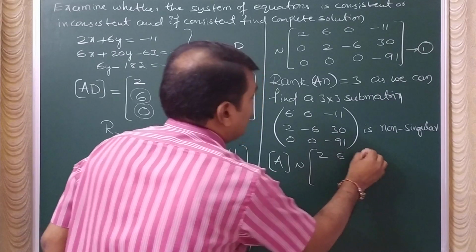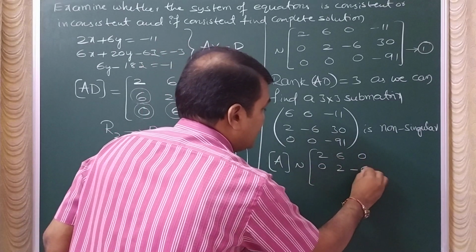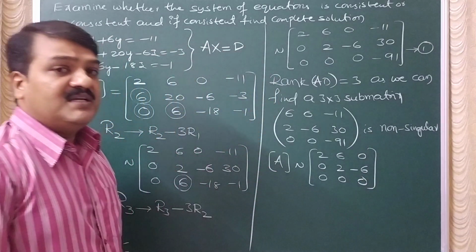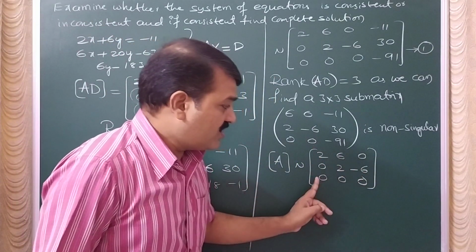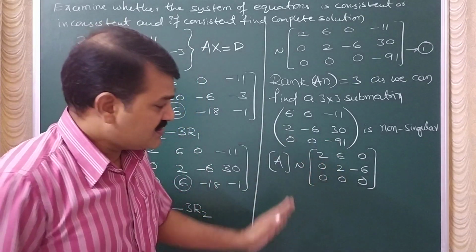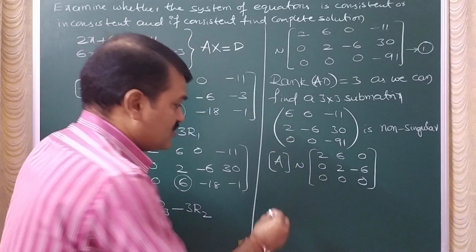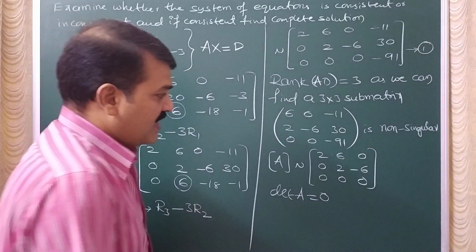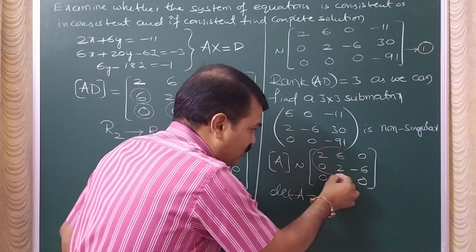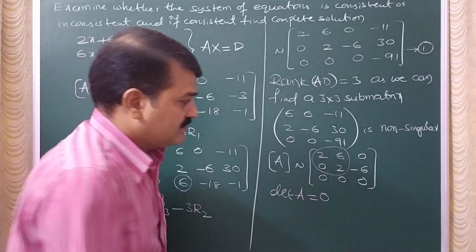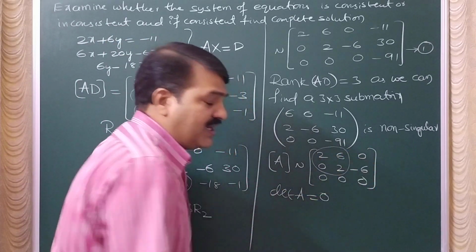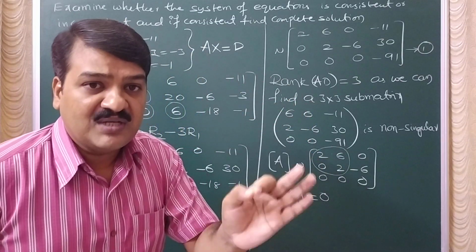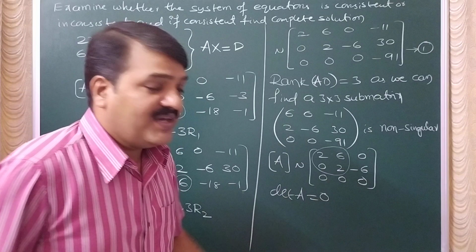What is the coefficient matrix here? 2, 6, 0, 0, 2, minus 6, 0, 0, 0. This is the coefficient matrix. Clearly det A is 0 because the last row has all zeros. So det A is 0 means the rank cannot be 3. And we can find a 2 by 2 submatrix. You can take this one or this one. So we can find a 2 by 2 submatrix which is non-singular. Therefore rank of A is going to be 2.